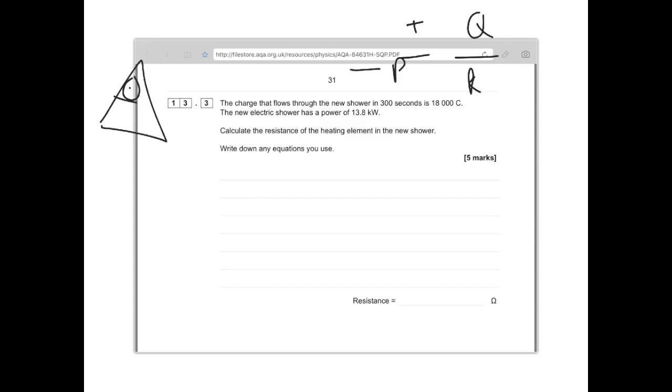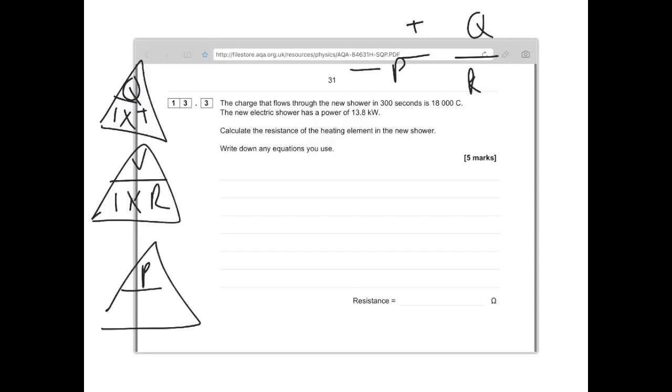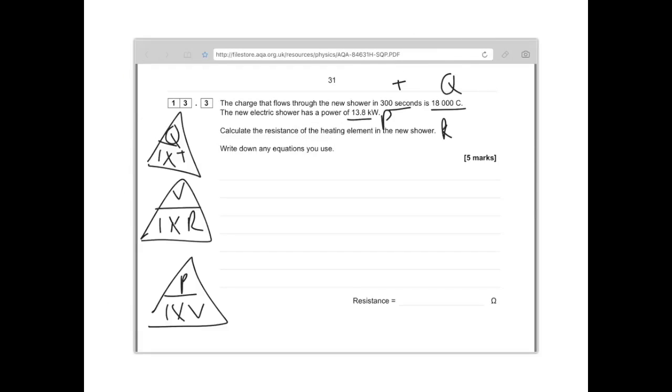You're going to use charge is current times time as an equation. You're going to use voltage equals current times resistance to help you find R, and the last one you're going to use is power equals current times voltage. So the way you're going to do this, because this is fundamentally the equation we're trying to get to, the one which will enable us to calculate resistance, because that's what they've asked us to find. But unfortunately for us, we don't have either a V or an I, so we're going to use these other equations to find those values.